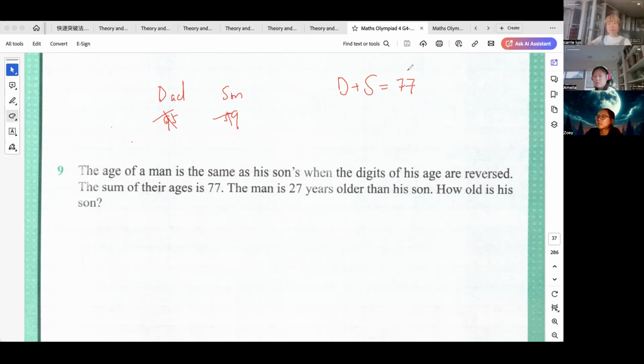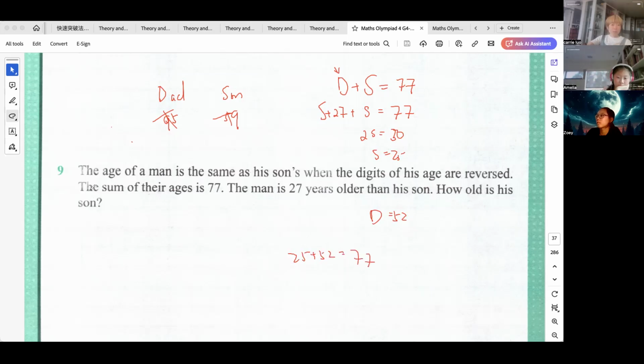And this man is 27 years older than his son. It's very easy. So dad could be reversed as what? Son plus 27, correct? So that means son plus 27 plus son should still equal 77. So 2 sons equals 50. So son equals 25. So how old is his dad? Reversed, 52. And you can check: 25 plus 52 equals 77.